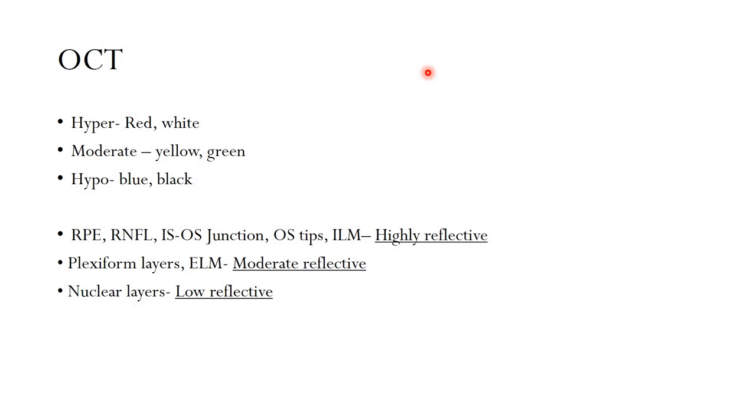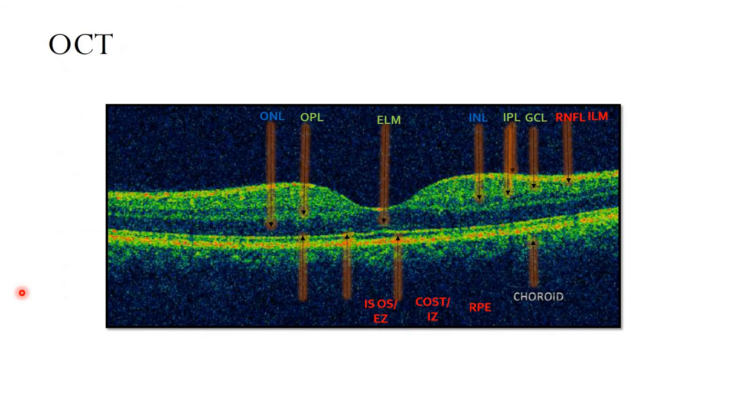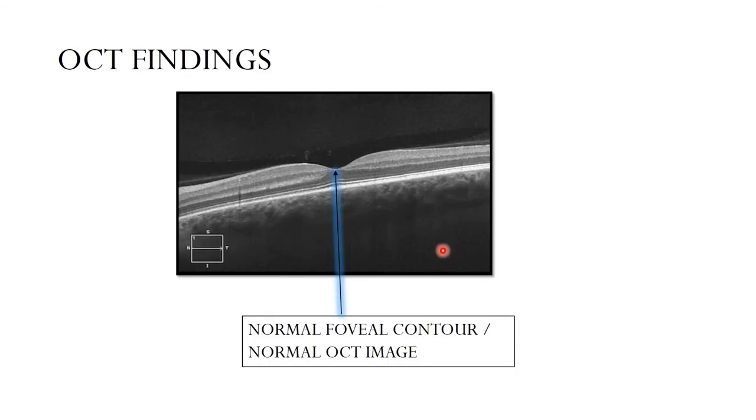Here, mostly the OCTs are interpreted with hyper, moderate, and hypo reflective spots, and these are the different layers which reflect those kinds of reflections among the various retinal layers. Okay, so this is how a normal OCT looks like, and these are the different layers with different moderate, low, and high reflective spots. Okay, this is again a grayscale image which is showing the normal foveal contour in the OCT image.